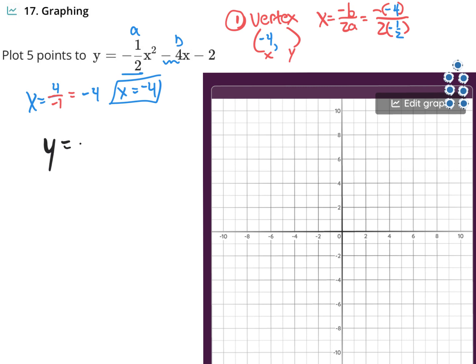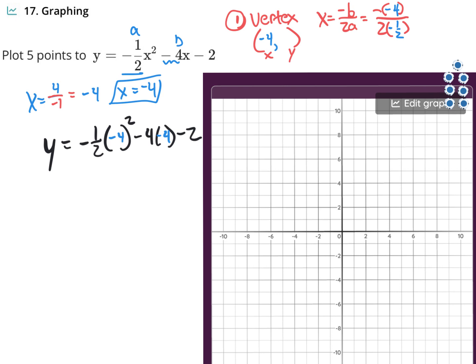Y equals -1/2 with parentheses instead of x, with a square on the outside of the parentheses, minus 4x, but instead of x, we'll put parentheses -2 at the very end. And of course, we're plugging in the x value of -4 into those parentheses. If you don't have it set up like this with parentheses, you're going to get the wrong answer.